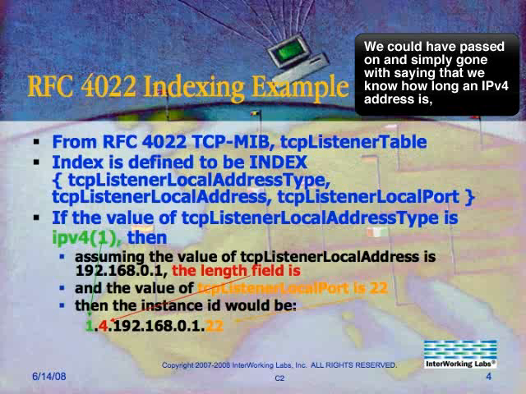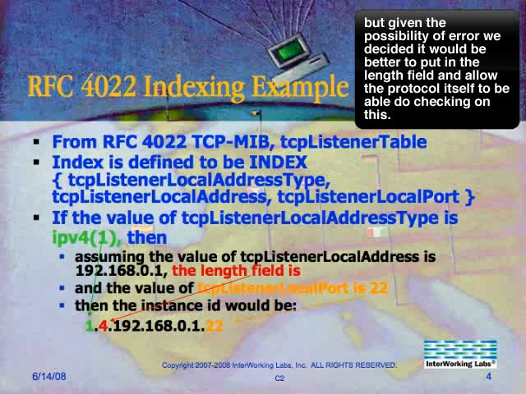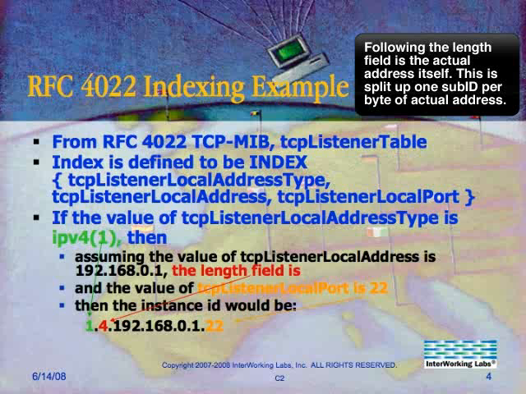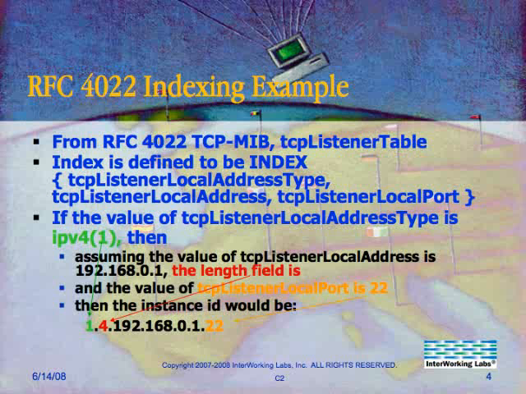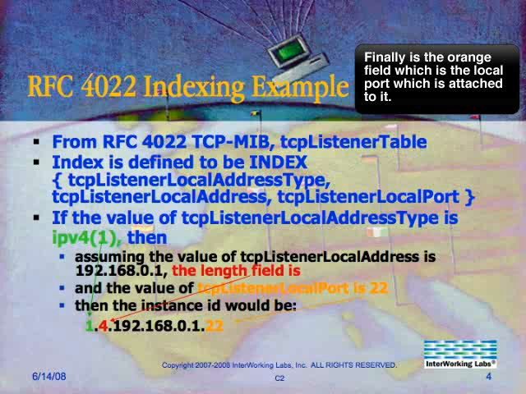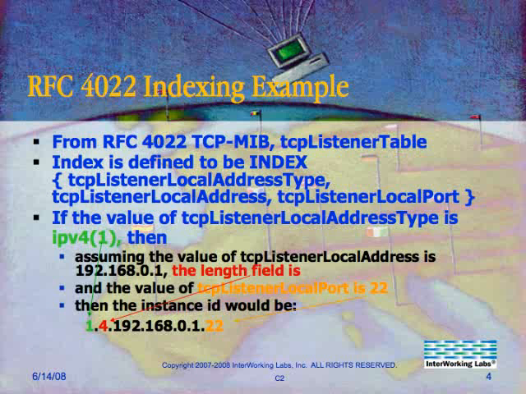This we could have passed on and simply gone with saying that we know how long an IPv4 address is, but given the possibility of error, we decided that it would be better to put in the length field and allow the protocol itself to be able to do checking on this. Following the length field is the actual address itself. This is split up 1 sub-ID per byte of actual address. And finally is the orange field, which is the local port which is attached to it.